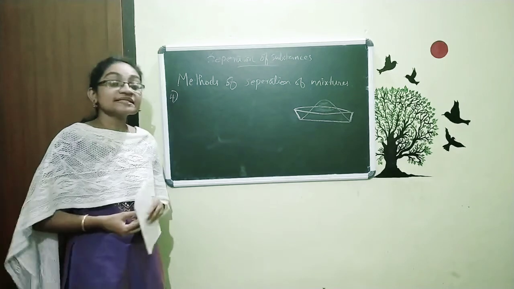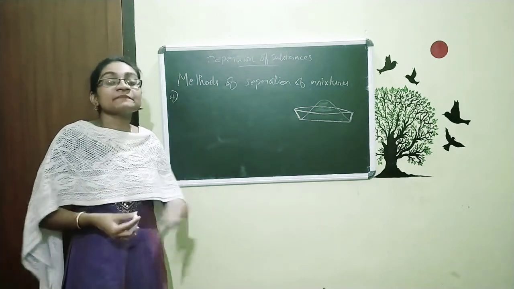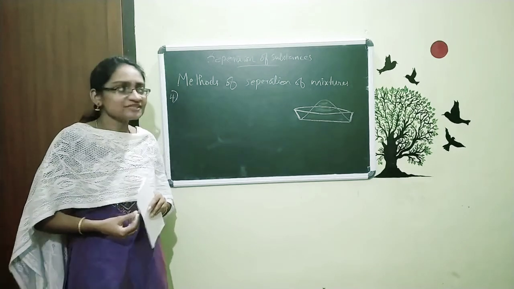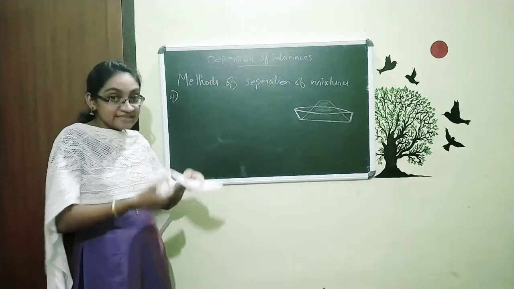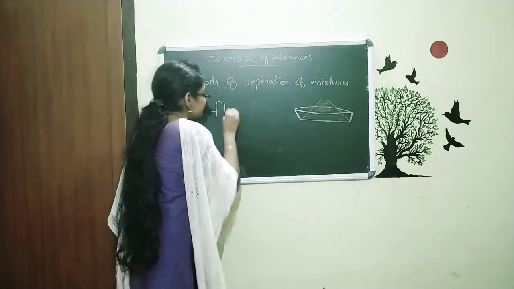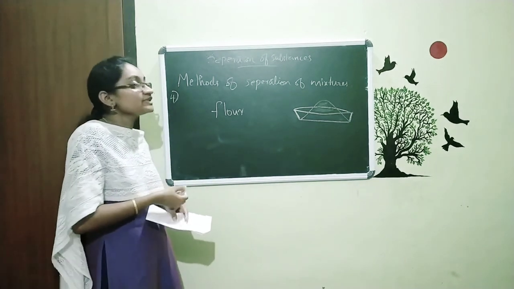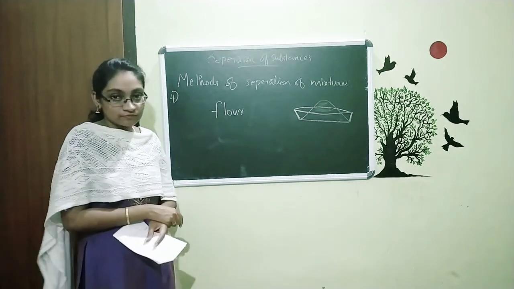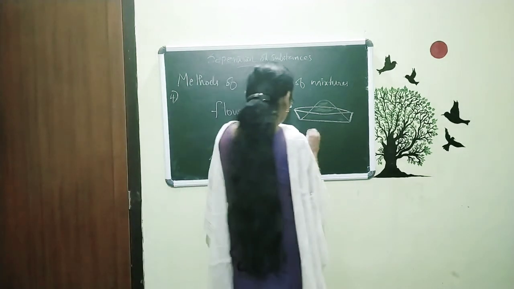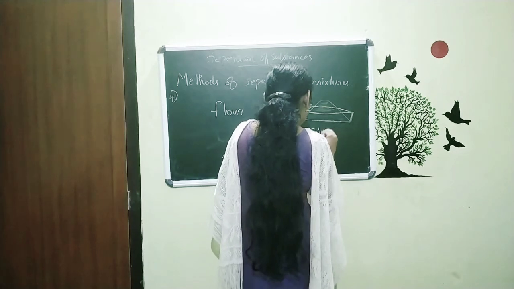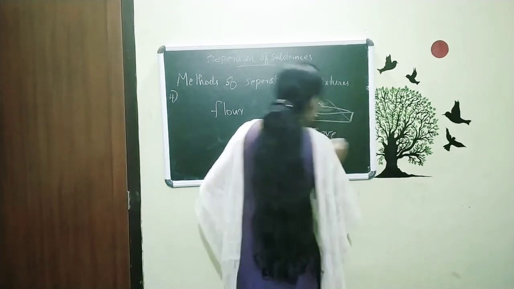We are moving to the next type of separation. Nowadays we can see many people are making cakes. What is the first step of making cake? The first step is that we are taking the flour and separating it from the impurities in the flour. How we do that? With the help of a sieve.